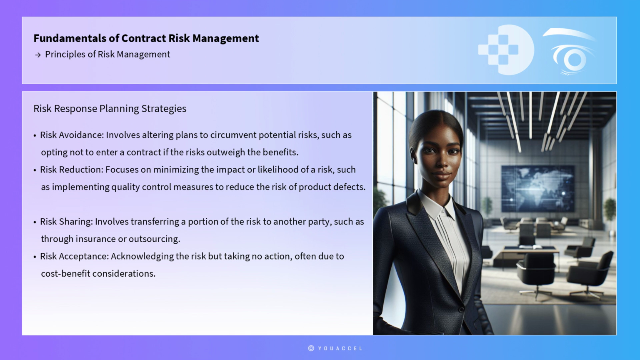Risk avoidance involves altering plans to circumvent potential risks, such as opting not to enter a contract if the risks outweigh the benefits. Risk reduction focuses on minimizing the impact or likelihood of a risk, such as implementing quality control measures to reduce the risk of product defects.